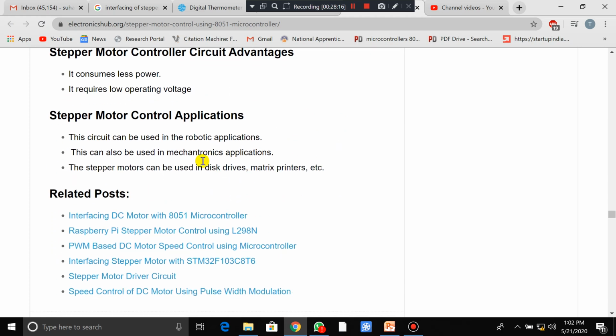Okay, so these are the applications. It can be used in robotics and mechatronics. It can be used for disk drives and matrix printers like this.